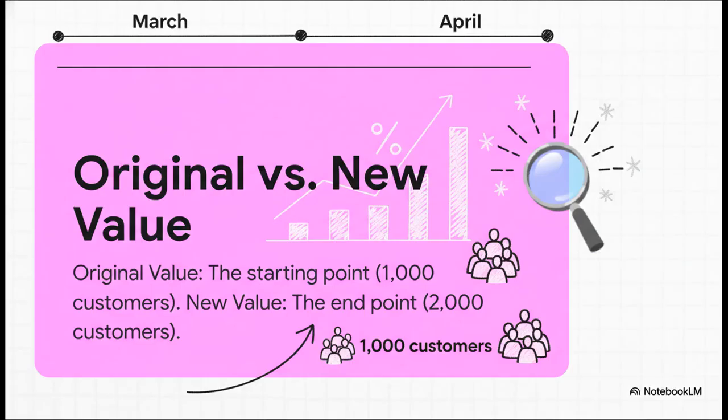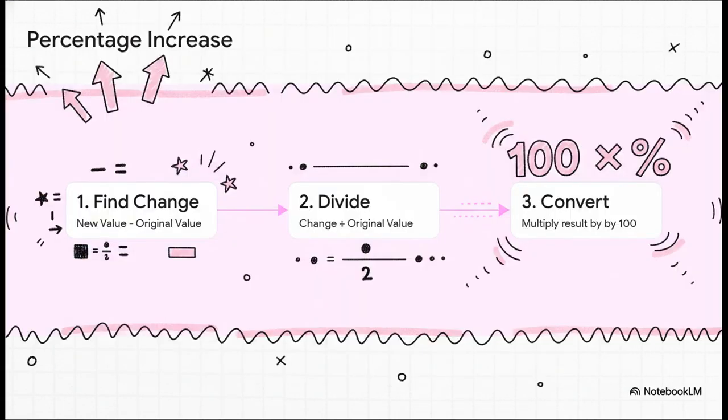To figure this out, we just need two key pieces of info. First, the original value. That's our starting point, right? The 1,000 customers back in March. And second, the new value. That's where we ended up, 2,000 customers in April. Simple as that. And the calculation itself, it's a really simple three-step process.